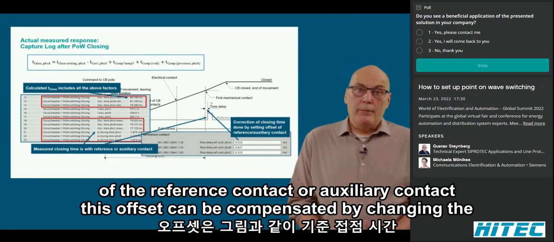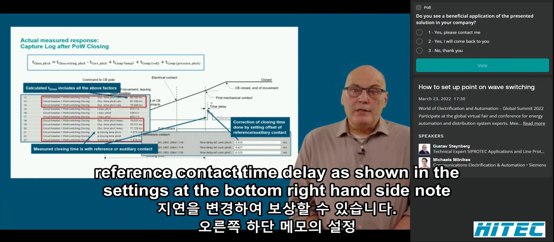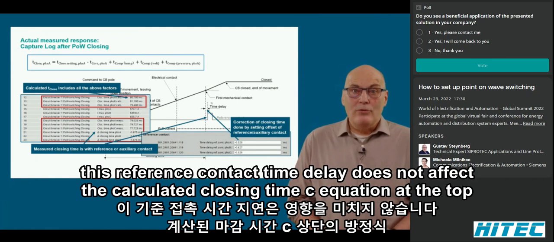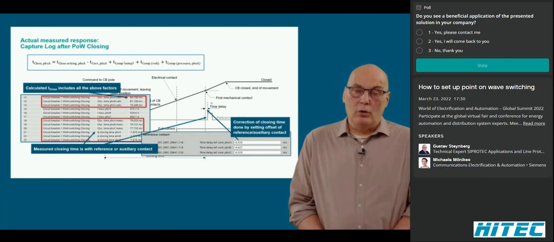This offset can be compensated by changing the reference contact time delay as shown in the settings at the bottom right-hand side. Note, this reference contact time delay does not affect the calculated closing time. See equation at the top.